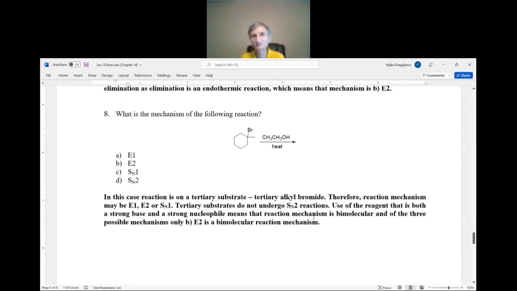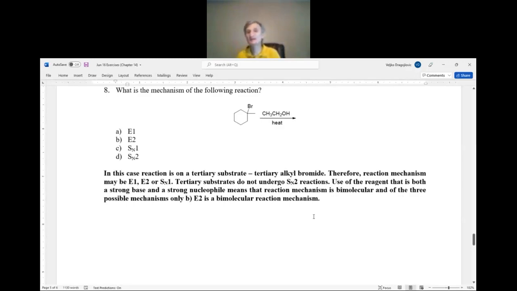Another question, same topic. What is the mechanism of the following reaction? And now we have a tertiary substrate. So with a tertiary substrate, as I just said, you can eliminate SN2. It cannot be SN2, but it would be any of these three. And now the base or nucleophile is ethanol. That's a weak base, weak nucleophile. That means the mechanism is unimolecular. So it's either E1 or SN1. And again, finally, you have to look at the temperature. Low temperature is again going to favor substitution, high temperature elimination.